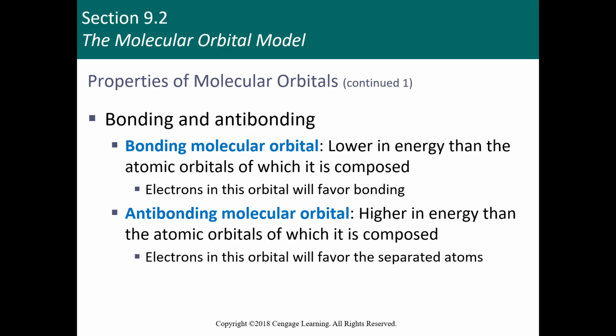All right, so let's look at bonding and anti-bonding orbitals a little bit more. A bonding molecular orbital is going to be lower energy than the atomic orbitals of which it is composed. The electrons in this orbital will favor the bonding, and that's why we call it a bonding molecular orbital. They're ones that will be shared in some way and pull the 2 nuclei together, thus favoring bonding. Antibonding molecular orbitals will be higher energy than the atomic orbitals of which they are composed. The electrons in this orbital will favor the separated atoms. They will pull them apart. They will not contribute to pulling them together.